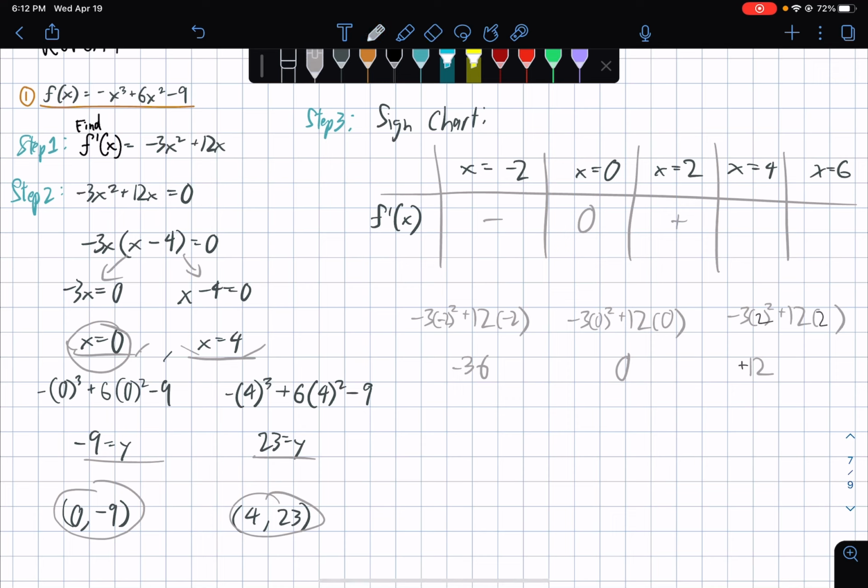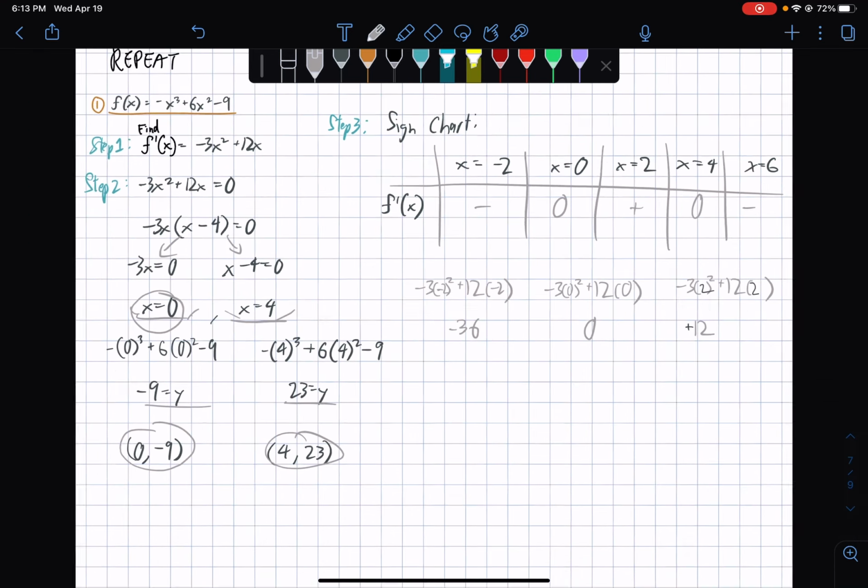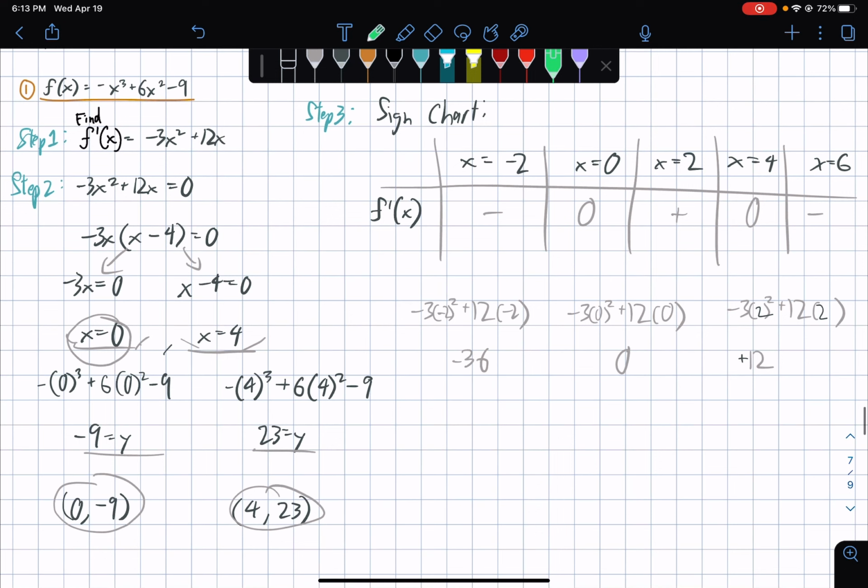So this one's positive. For if x is equal to 4, then it's 0. And if x is 6, we have negative 36. So that's basically negative. Okay, we've completed the sign chart. Now let's find the final answer. So x is equal to 0.